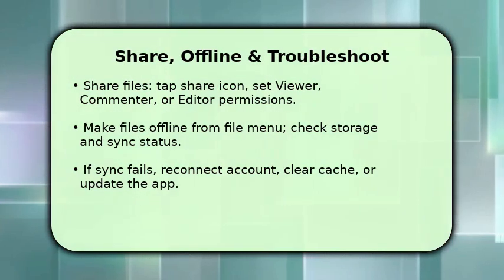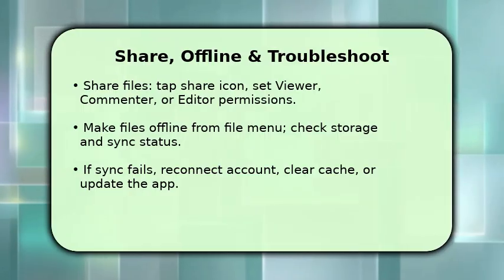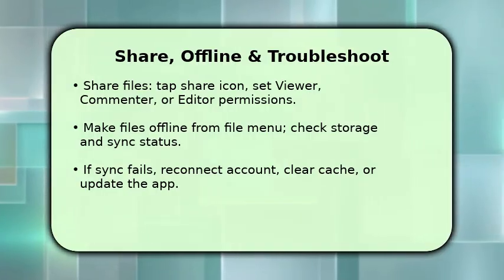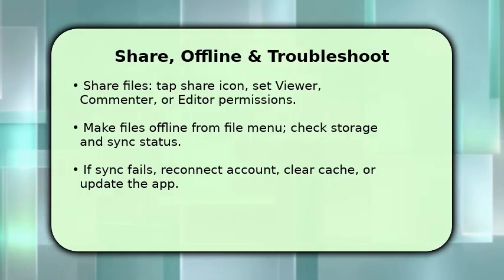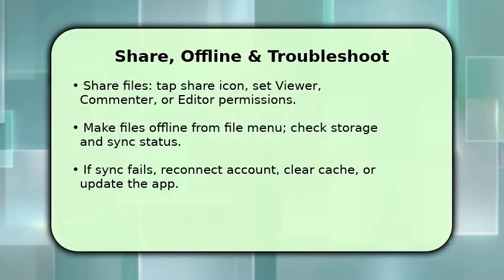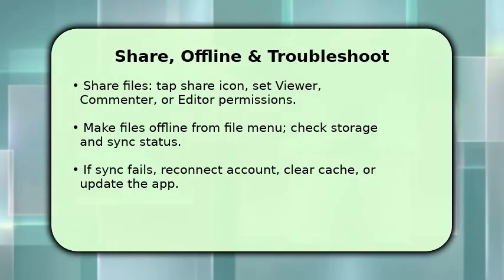To finish, share files by selecting an item, tapping Share, and assigning viewer, commenter, or editor access. Add a message and send. For travel or spotty data, mark important files available offline from the File menu so you can open them without internet. Finally, if syncing or uploads fail, reconnect your account, confirm permissions, clear the app cache, and update Drive.